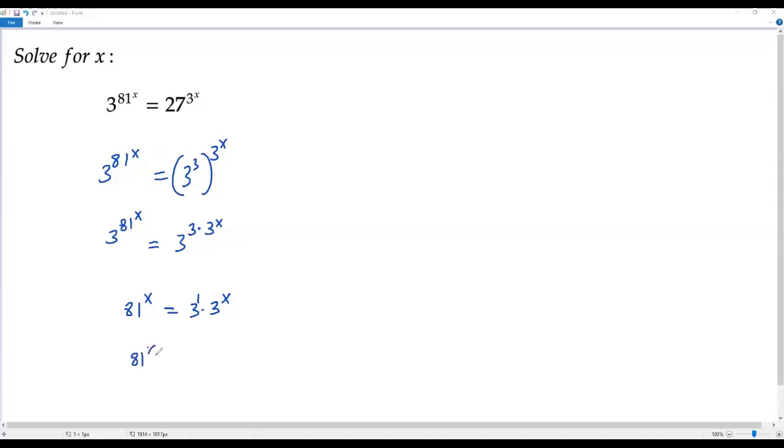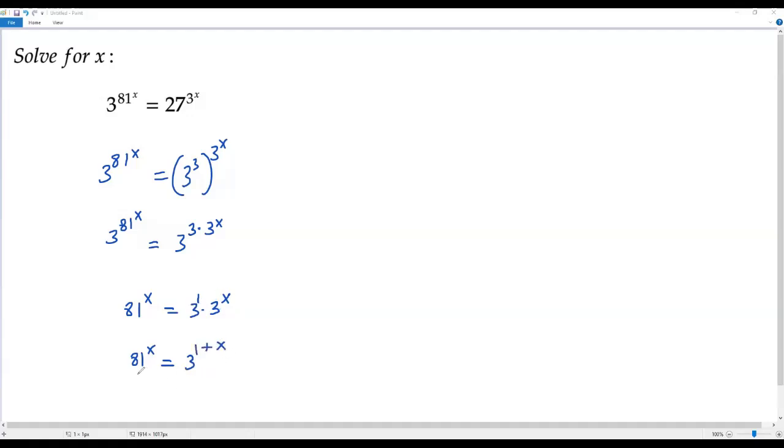81 to the x power equals, now I multiply two terms with the same base. I can use the product rule of exponents. Whenever I multiply two terms with the same base, I can keep the base and add the exponents. So when I do so, I'm getting 1 plus x.